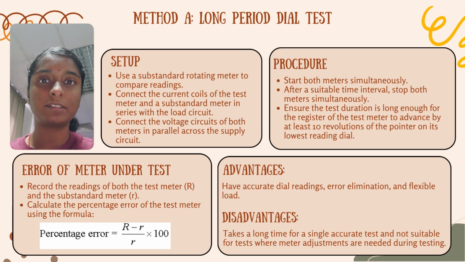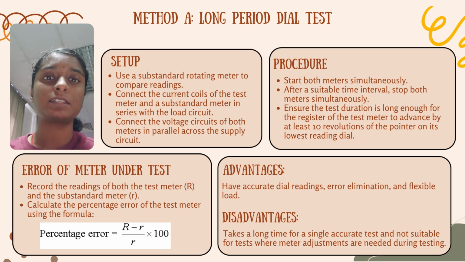As for the long period dial test, in the setup of the apparatus a substandard rotating meter is used to compare the readings. First, the current coil of the test meter and the substandard meter are connected in series with the load circuit, and the voltage circuits of both meters are connected in parallel across the supply circuit. For the procedure, start both meters at the same time, and after a suitable time interval stop both meters at the same time as well. Ensure the test duration is long enough so that the register of the test meter has completed 10 revolutions of the pointer on its lowest reading dial.